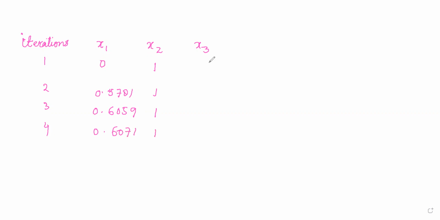And x3, look into the values of x3 that we obtained. In iteration 1, we obtained it as 0.5781. In iteration 2, we obtained it as 0.6059. In iteration 3, we obtained it as 0.6071. In iteration 4, we obtained it as 0.6071.